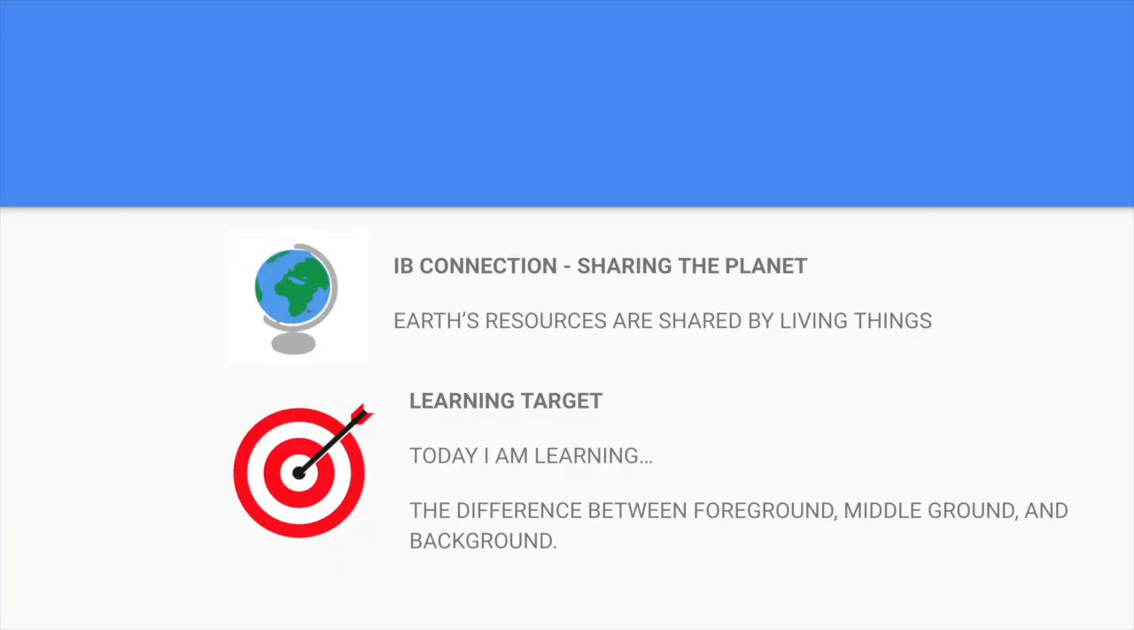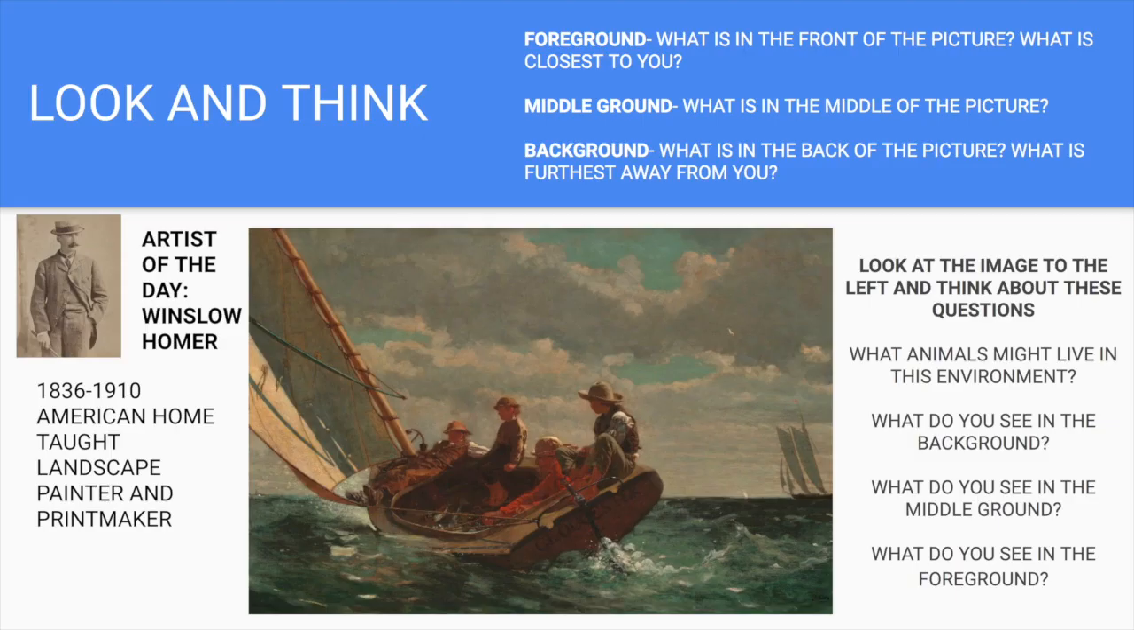First grade, here are our learning goals for this lesson. Your IB connection is staying the same after the last lesson. It is still sharing the planet. Earth's resources are shared by living things. Our learning target for today is that today I am learning the difference between foreground, middle ground, and background. Our artist of the day is Winslow Homer. He was born in 1836 and he passed in 1910. He was an American artist who was a landscape painter and printmaker, and he was home taught.